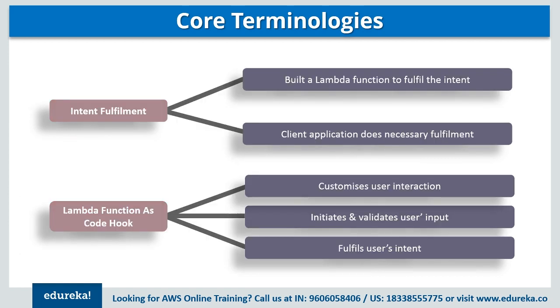So what is intent fulfillment? Remember in the example that I was giving you, how I said once your user puts in their order and their order type, the information goes straight to your backend team. Now, the information definitely has to be processed before going into the backend team. So how do we do that? You either build a Lambda function to fulfill the intent, or you have a client application which does the necessary fulfillment for you. All right.